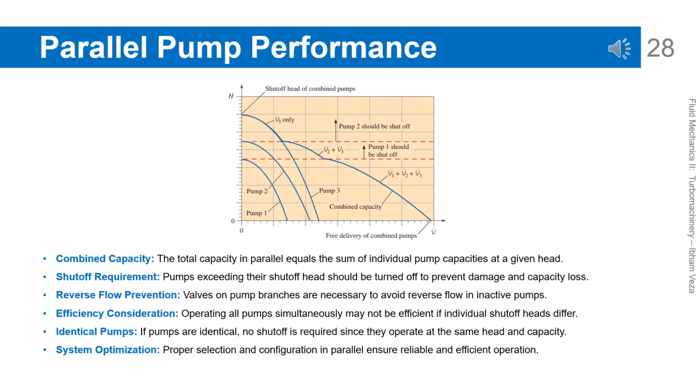Parallel pump performance insights. In a parallel configuration, the total system capacity is the sum of the individual pump flow rates at the same head. If one pump exceeds its shutoff head, it must be turned off to prevent damage. Valves on each branch are required to prevent reverse flow through inactive pumps. If the pumps are identical, load sharing becomes stable and selective shutdown is unnecessary. Proper selection and configuration determine system efficiency and reliability.